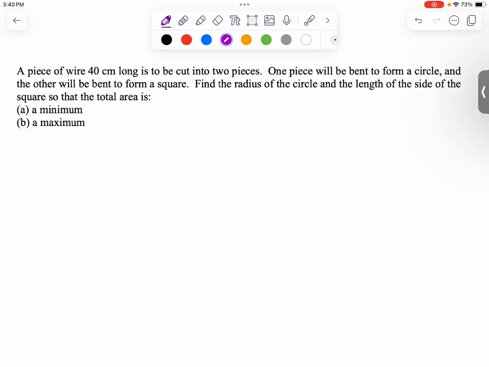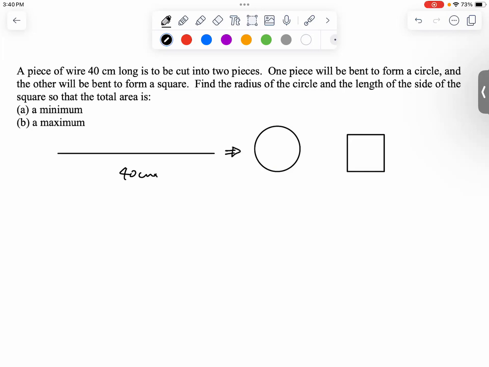Now, here we have a little setting. We have a piece of wire that is 40 centimeters long, and we're going to cut it into two pieces. One piece will be bent into a circle, and the other one is going to be a square. So the wire of these two must add up to 40.